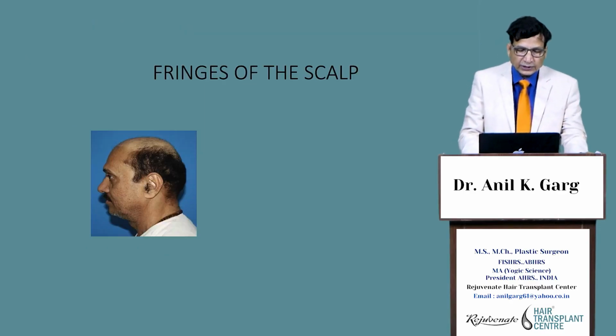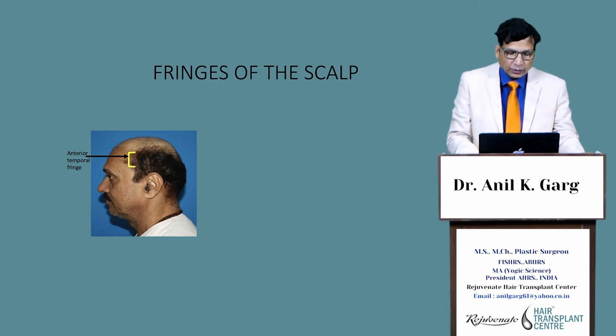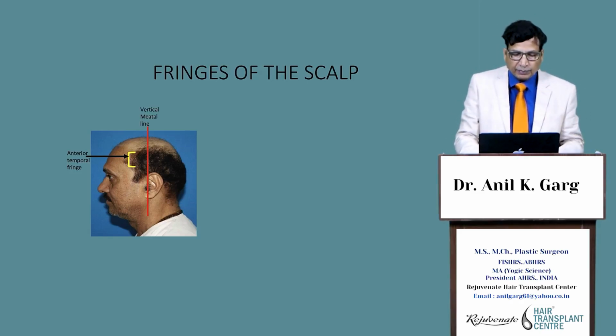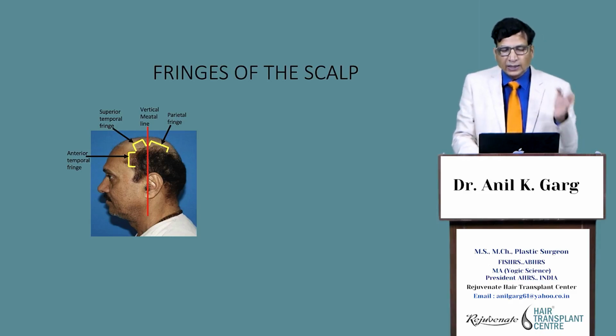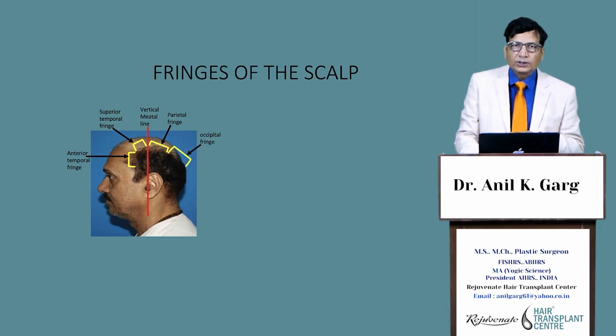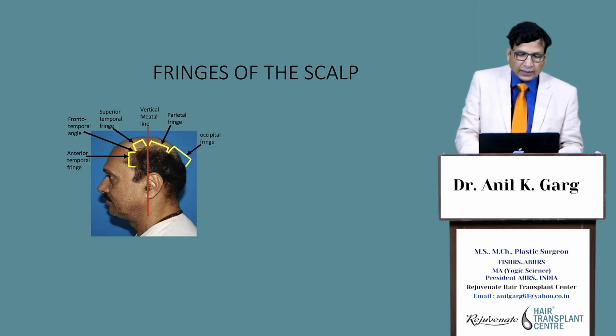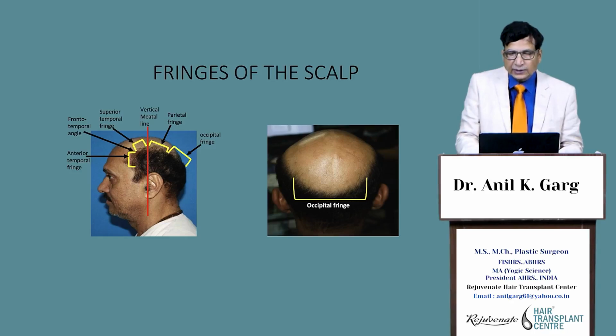Then the fringes of the scalp: this is the antetemporal fringe, and then the imaginary line passing through divides the superior temporal fringe, the parietal fringe, and behind that is the occipital fringe. And the angle between this is the frontotemporal angle, and this is your occipital fringe when the balding process has gone to the advanced grade.